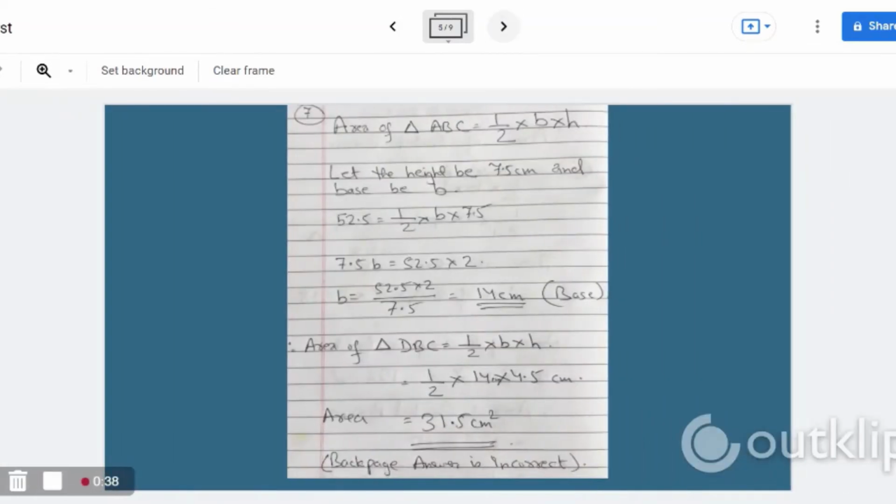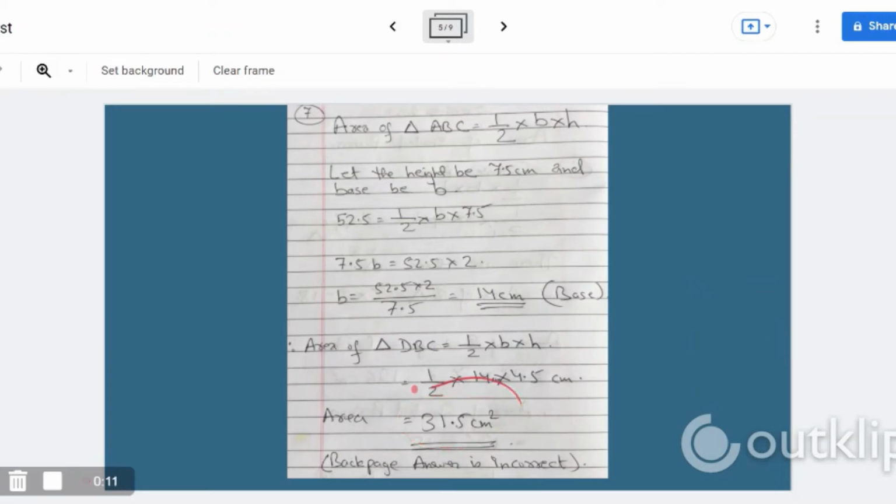So I have taken once again the area of the smaller triangle DBC, which equals half into base into height. Half into base is 14, into height is 4.5. So I find the area as 31.5. This is my area. But children, to your surprise, if you go and see the back page, the answer is given as 101.5 centimeter square, which is absolutely wrong. This is your correct answer.